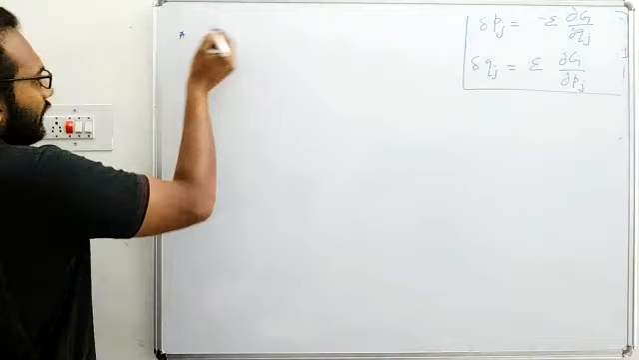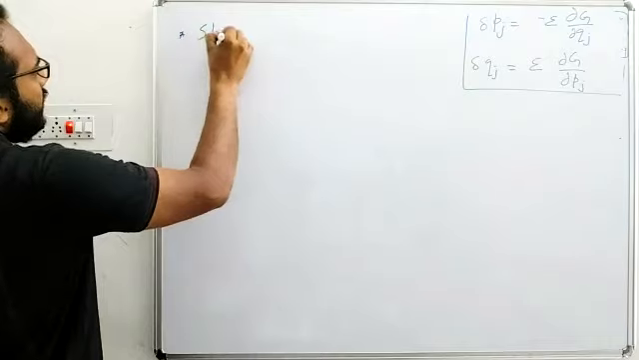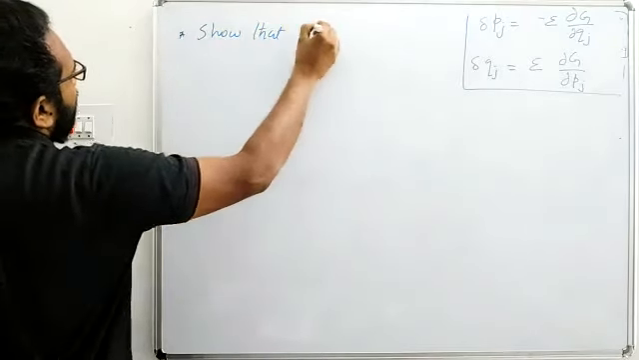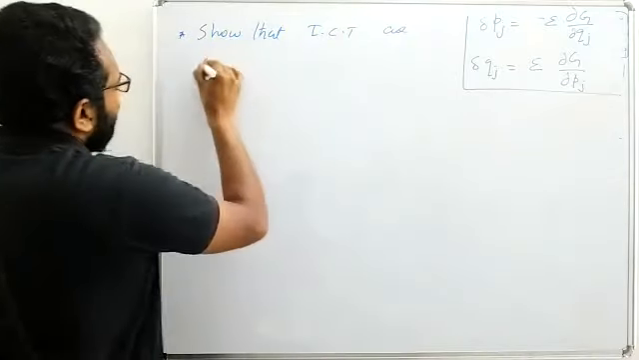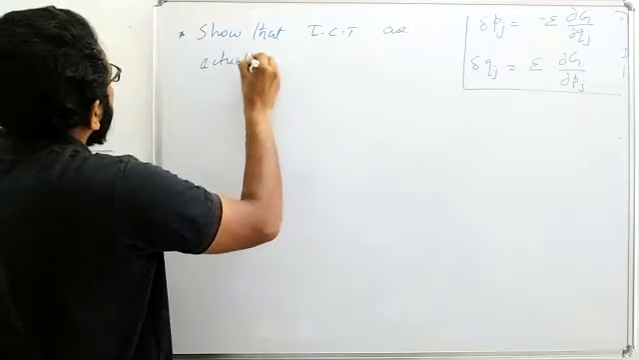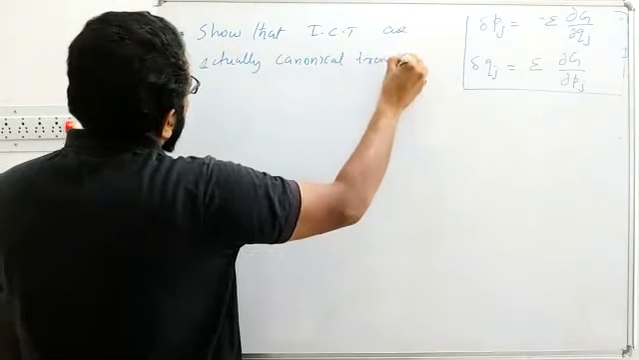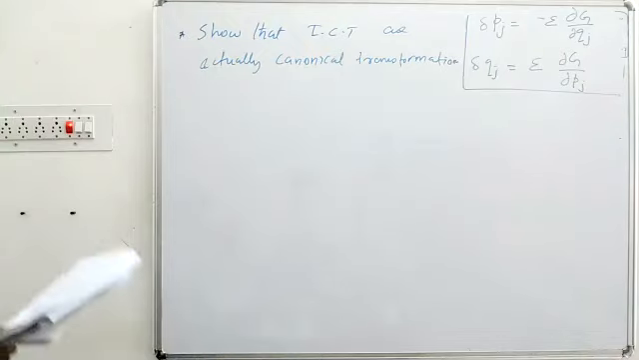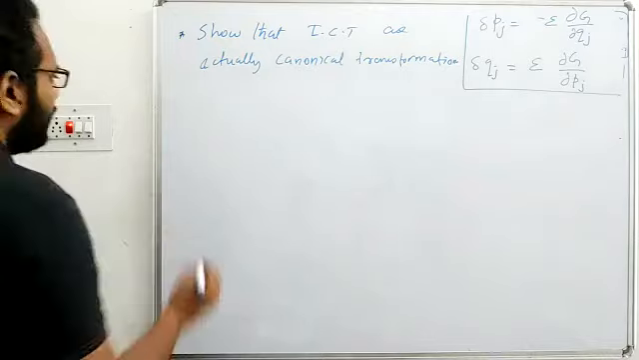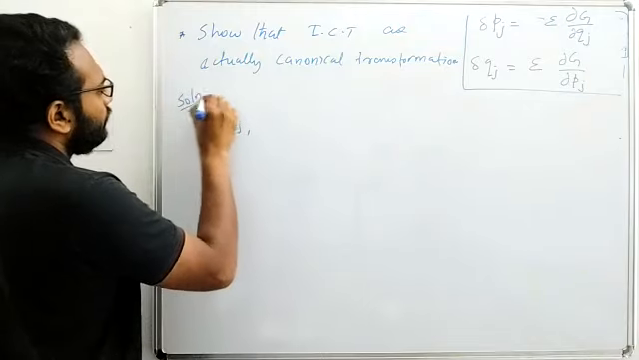Now, there's a question, a problem. Let's do a problem. Show that ICT, the infinitesimal canonical transformations, are actually canonical transformations. We need to show that these infinitesimal canonical transformations obey the conditions of canonical transformation. So what we can do in the easiest way is to look at the Poisson bracket. The solution goes here.